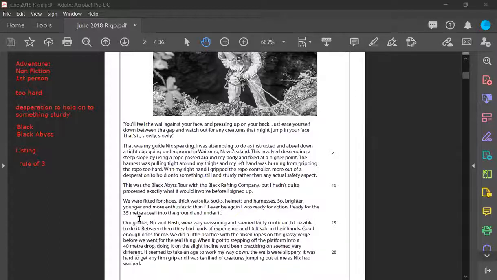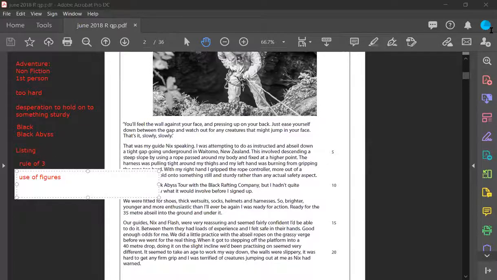We have two figures here, my dear. One is a 35-meter, the other is a 40-meter, right? So we want to write here: use of figure, and what is used? Slight exaggeration.